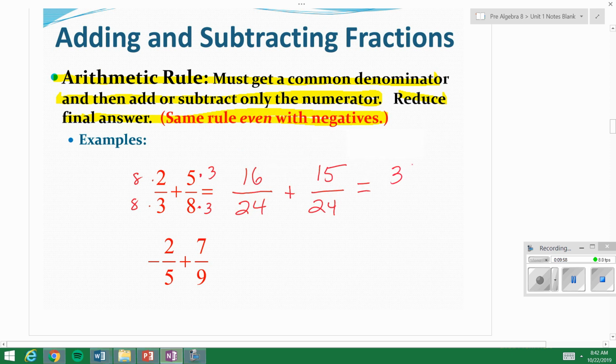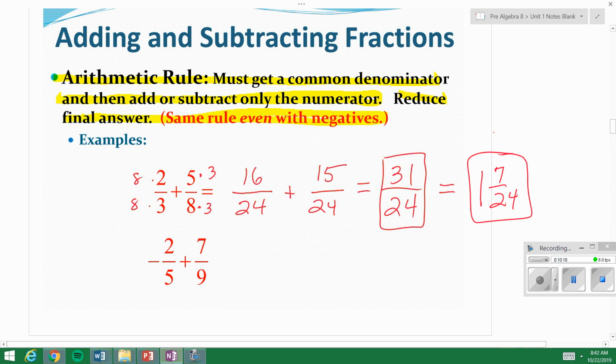I have 31/24. And that is a fine answer because 31 is a prime number. That's as reduced as it can be. You can leave your answer just like that. Also, if you wanted to make this a mixed number, 24 goes into 31 one time with a remainder of 7. It's 1 and 7/24. Okay, moving on.